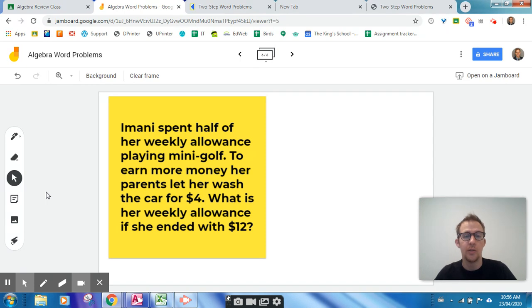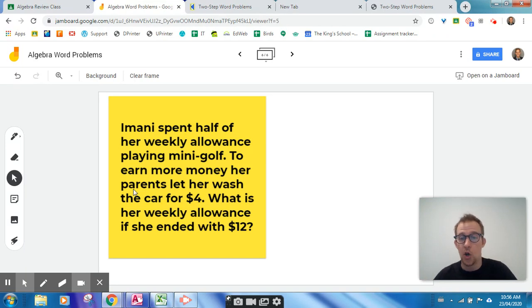We do know that she earned $4. So she added $4 to her weekly allowance. After she had spent half and added 4, she had $12 at the end. So it equaled 12 at the end of it. So what is the variable? What is the variable in this is, what is her weekly allowance? Okay, so I'm going to let you try to figure this one out.